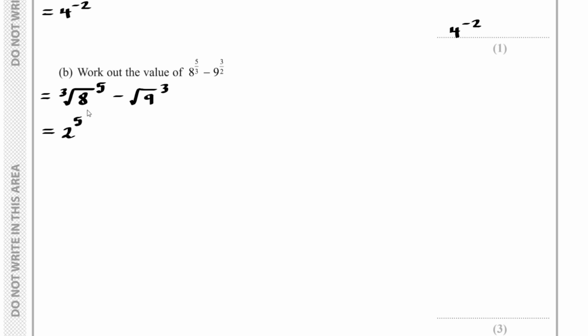So we have the cube root of 8, which is 2, and then we raise this to the 5th power. And then we've got the square root of 9, which is 3, and then we raise this to the 3rd power. So we have 2 to the 5 subtract 3 cubed, which is equal to 32 subtract 27, which is 5. So the value of this calculation is 5.